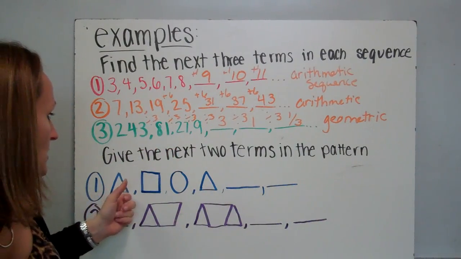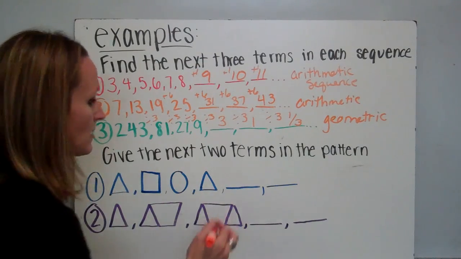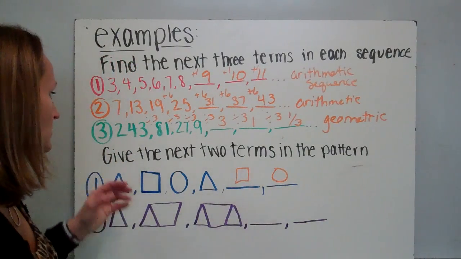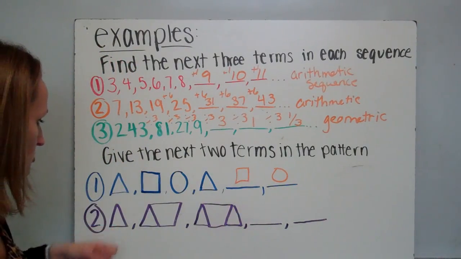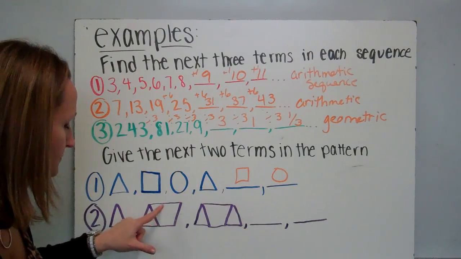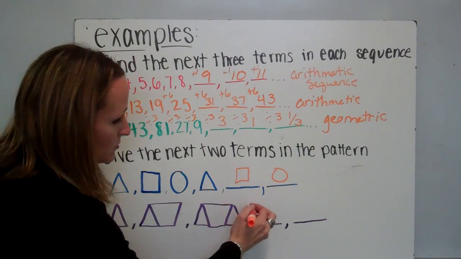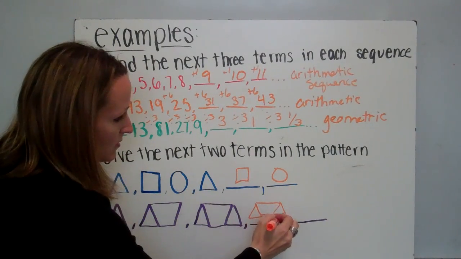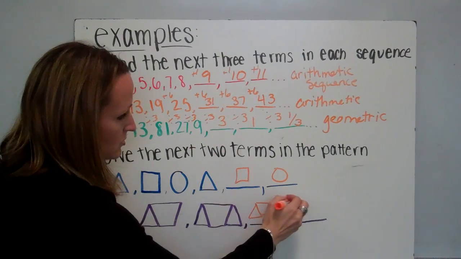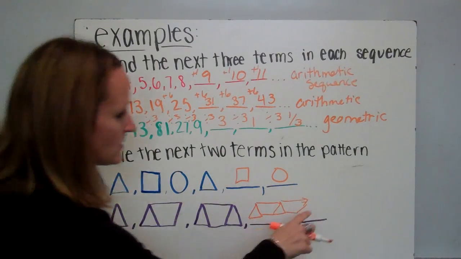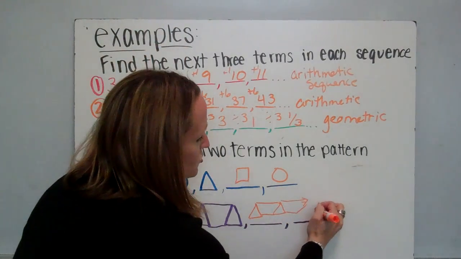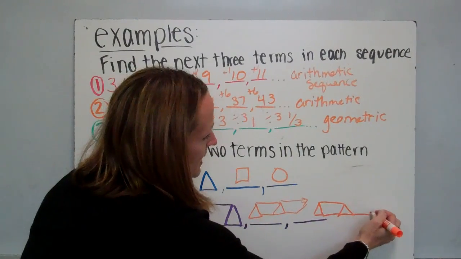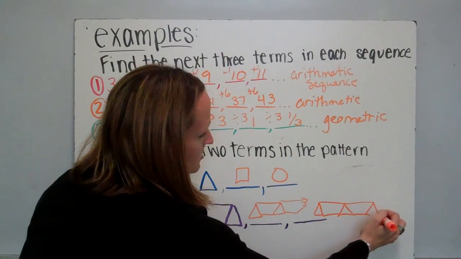So what about here? Triangle, square, circle. What would come next? Triangle, square, circle. I just want you to see the terms. What about here? We have triangle, then we added on this trapezoid, then we have another triangle. So here we would have triangle, trapezoid, triangle, hopefully you know trapezoid. Then if you did this last one, it's going to be triangle, add your trapezoid, triangle, add your trapezoid, and our last term would be triangle.